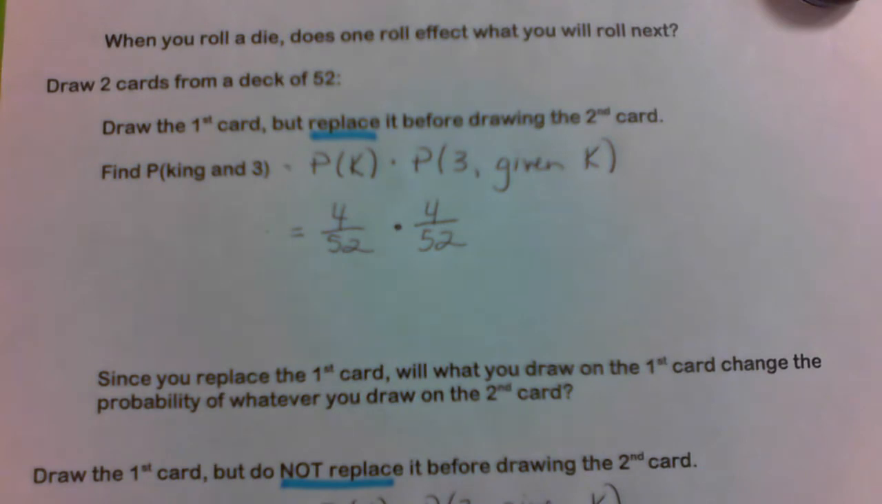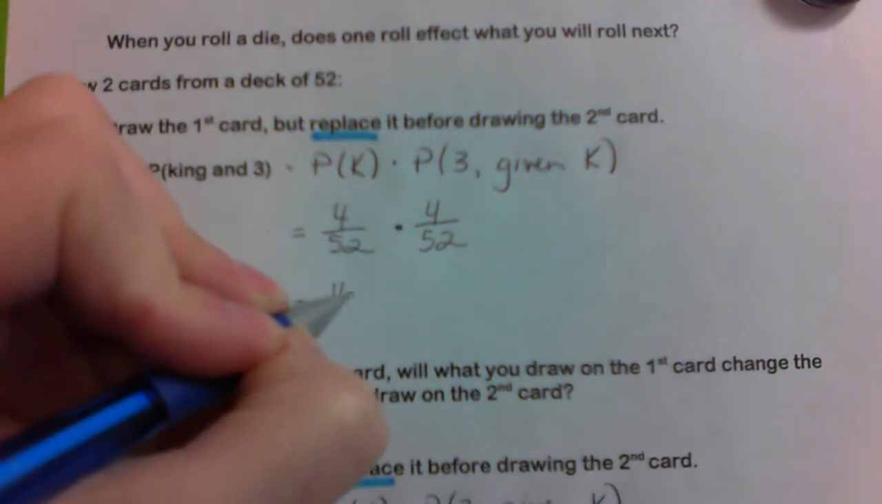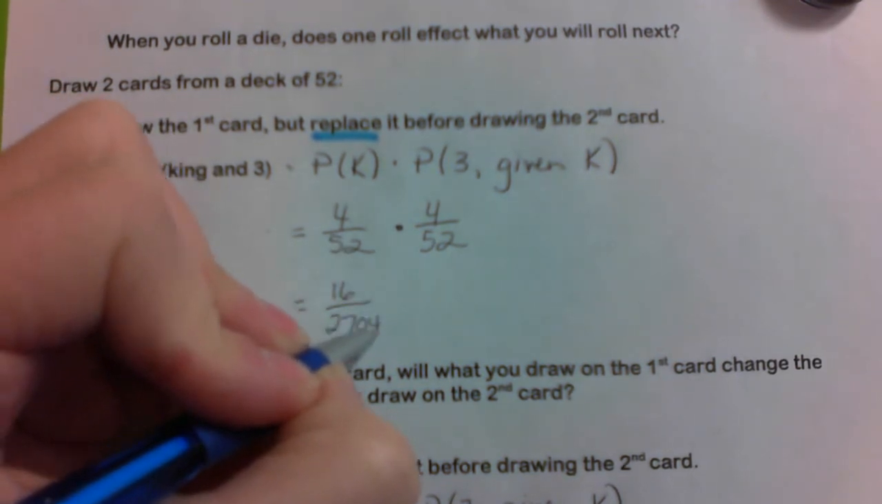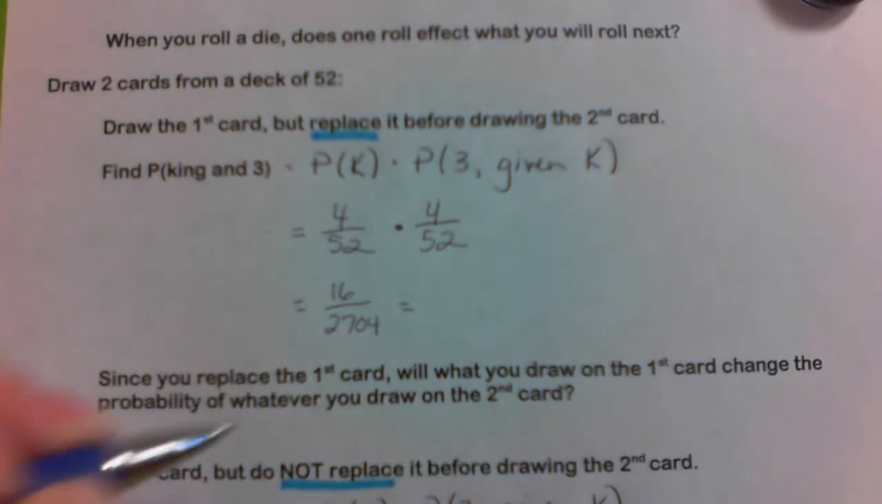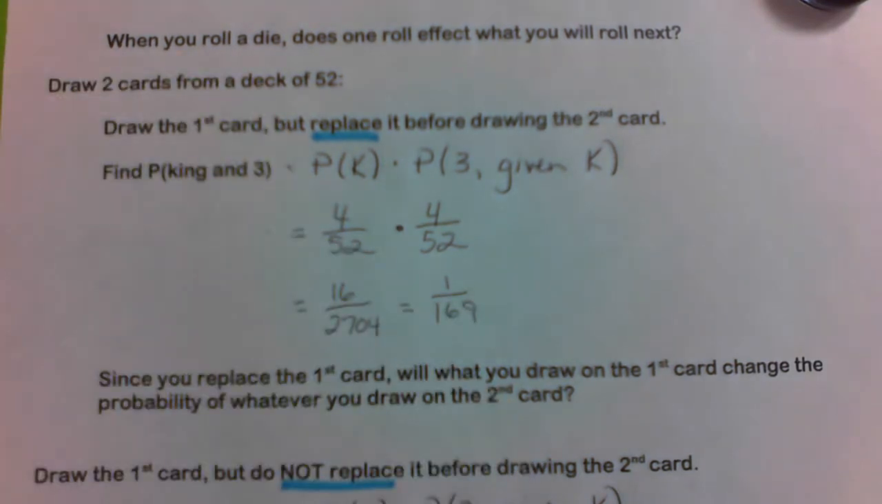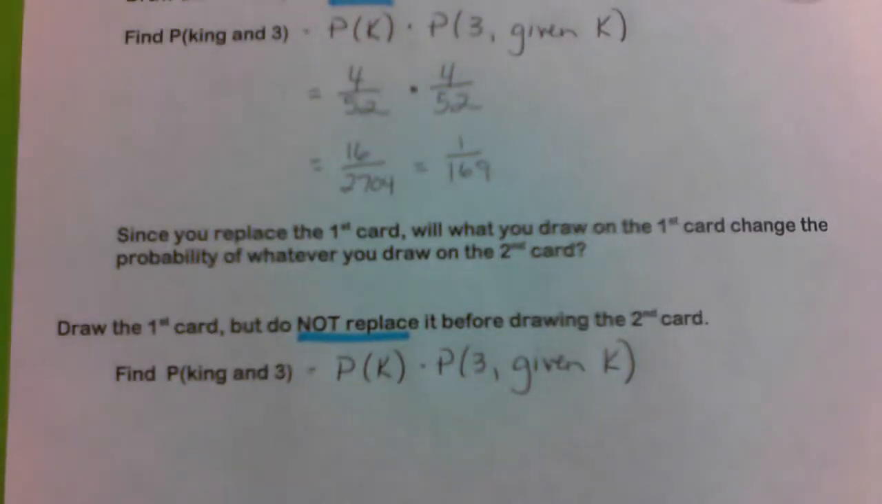So you get 4 over 52 times 4 over 52. Now, you can multiply that. 4 times 4 is 16. 52 times 52 is 2,704. And what you'll find is when you reduce that fraction, you get 1 over 169. Now, if you converted that to a decimal, you would get 0.00591716. So it's a pretty long decimal, and you have to take it out several places because there's several zeros before you get a number.